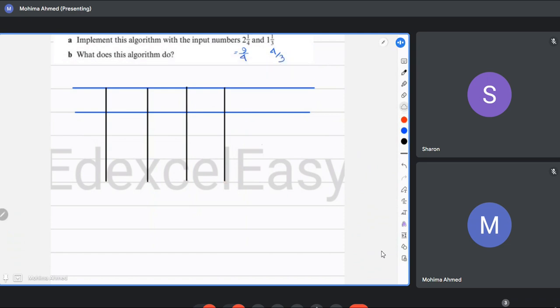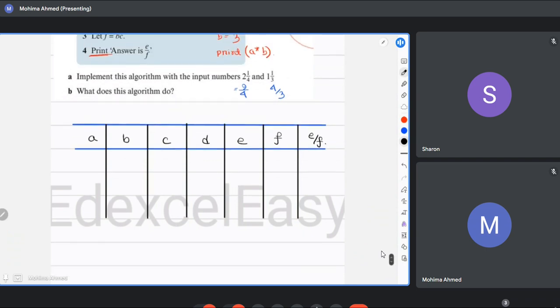A, B, C, D. Yeah, okay, this much is enough. And this is for A, B, C, D, E, F, and then E over F. Okay. So for this part, the values I took were A as 4, 9, 4, 4, and then 3.